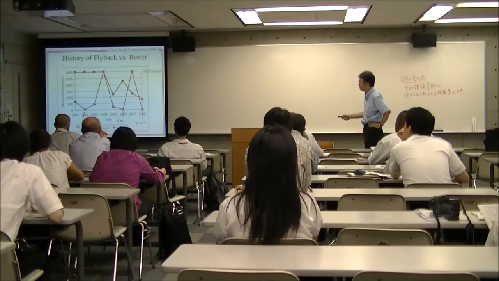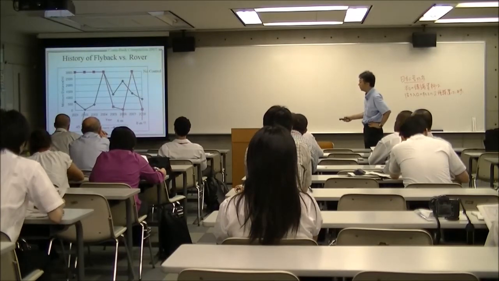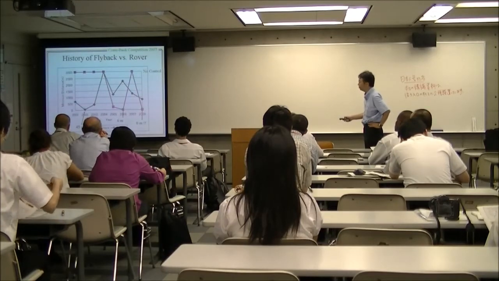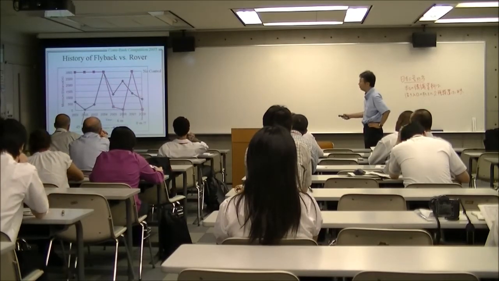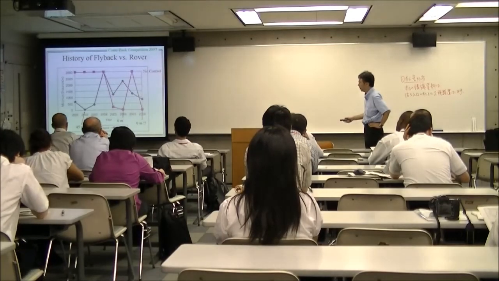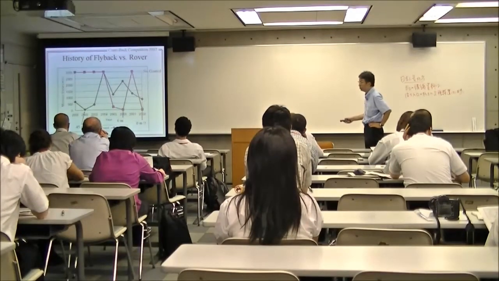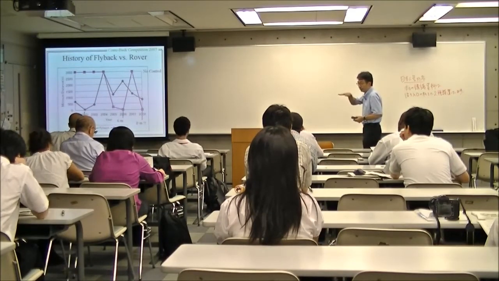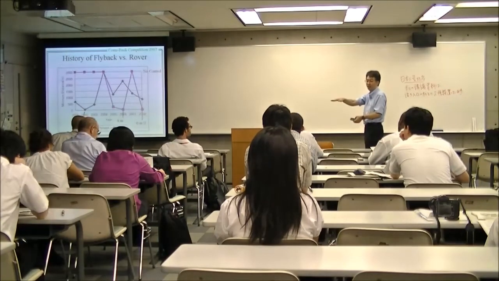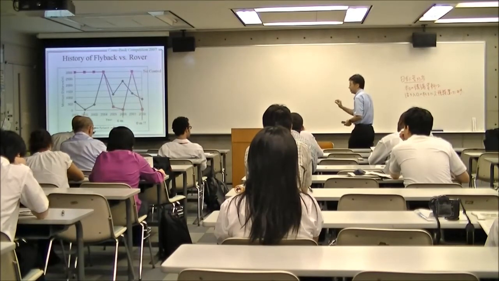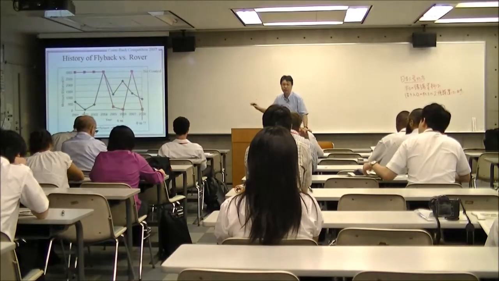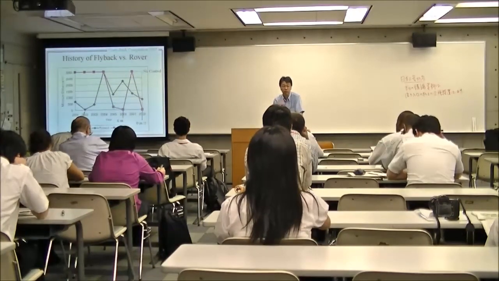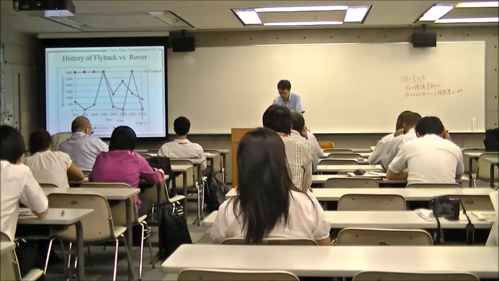But as you see, as time goes by, the flyback type does not make a very good result. And during that time, the rover improved. And finally, in 2006, the Tohoku University rover got within 6 meters of the target. Very, very good result. And finally, in 2008, it was just 0 meters. It hit the target point and stopped. 0 meters. Very, very good result. Okay? So this kind of improvement of your system is also a very important part of your CanSat experiment.